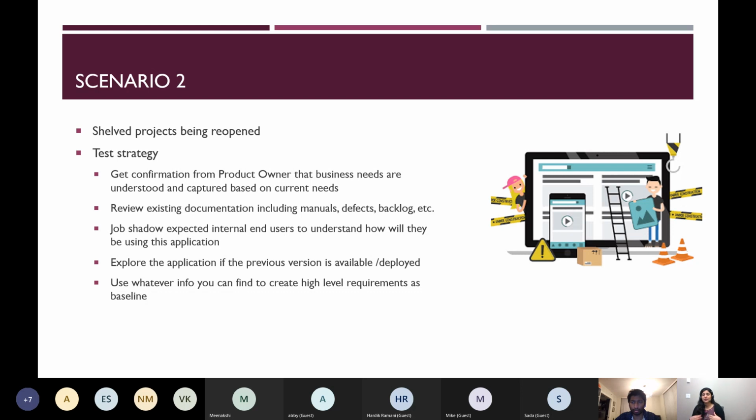But then, if it's really that outdated, and doesn't even meet the business needs, before we go head first and start job shadowing and investigating and finding what we can, a good idea is to sense check, since it's been a while since the project was first conceptualized to the launch now, what are the nature of changes we are intending to make with this project? That could be a very good starting point. And then, of course, the other things we talked about: reviewing existing documentation, job shadowing, exploring the application. If the previous version was, I would not say shippable, but if it is something that could be deployed or is available to explore, use whatever info we can find to create a high level requirement.